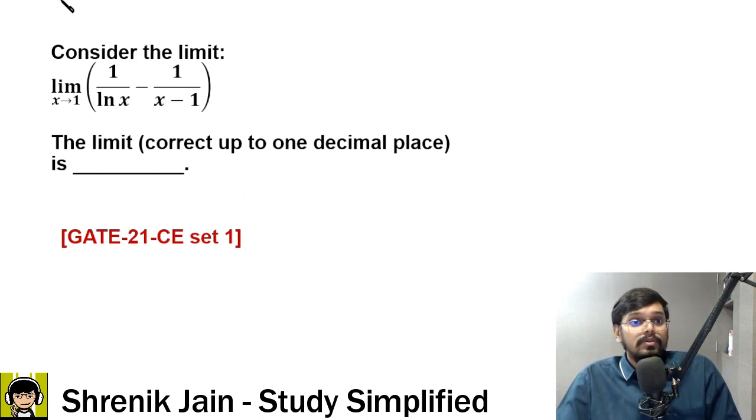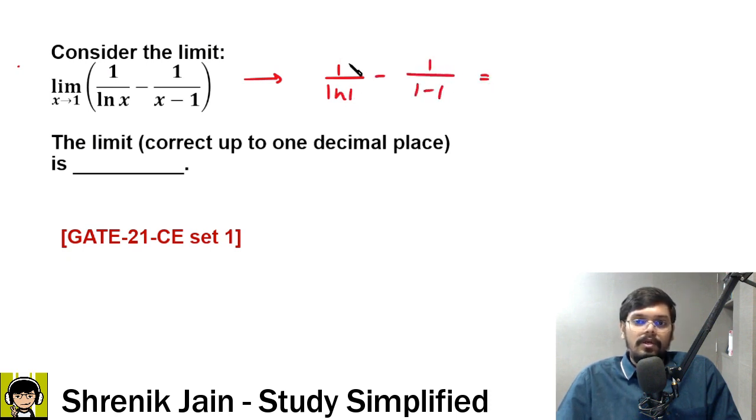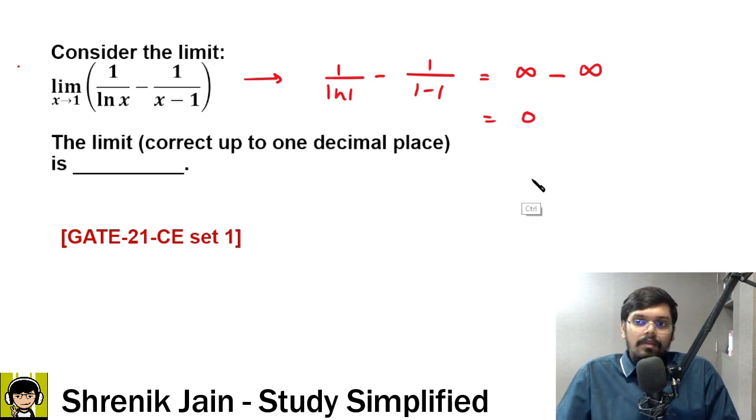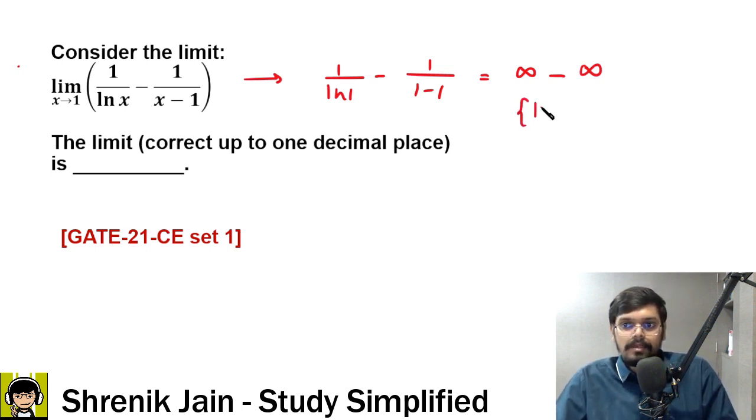But a lot of students are making a mistake. What they are doing is, sir, I have done the direct substitution. So 1 upon ln 1 minus 1 upon 1 minus 1. Sir, 1 upon 0 is infinity. 1 upon 0 is again infinity. Infinity minus infinity is 0. Tada! That's a wrong answer. Infinity minus infinity is indeterminate.